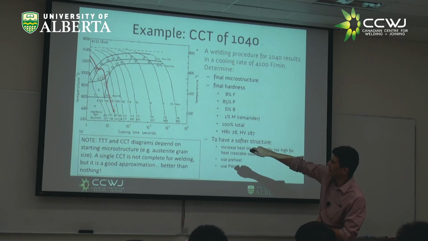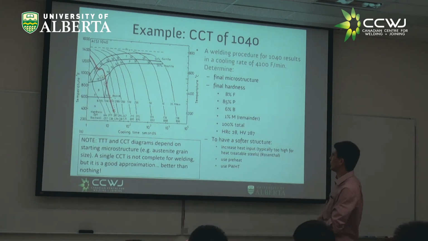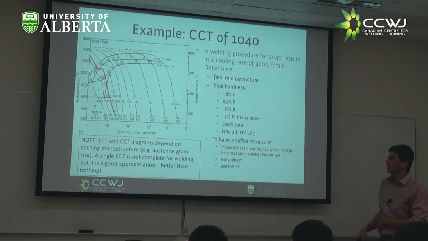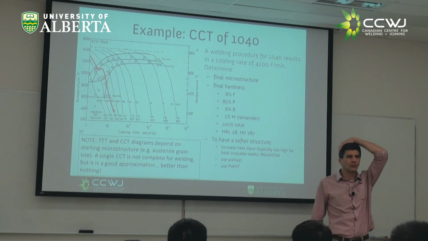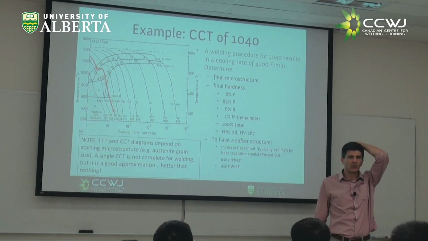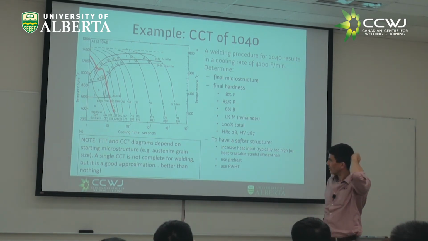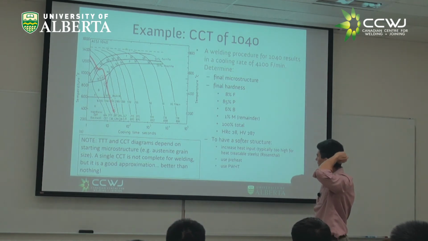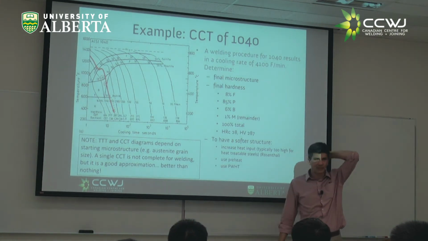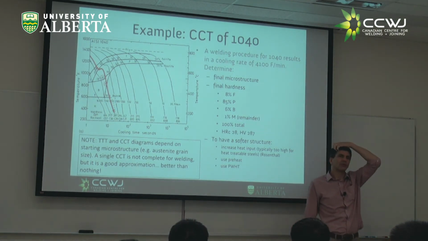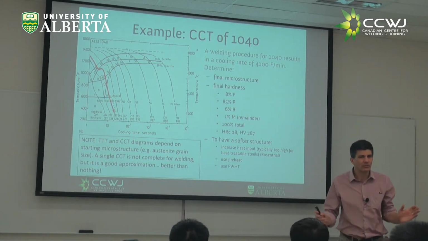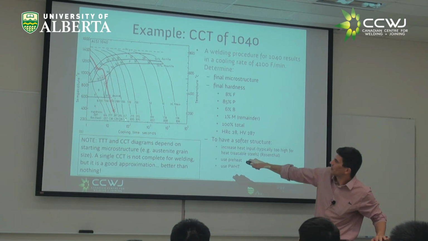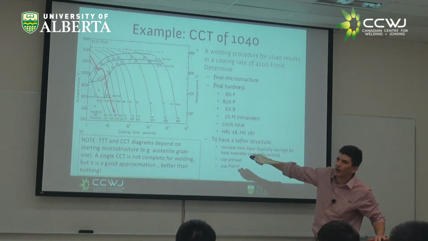287 Vickers, or 28 Rockwell C, right? So if you wanted something softer, what can you do? Let's say that your weld has a code, and typically the code will tell you that you want to be below 28, right? What would you do? Say, cool slower, right? So if you cool slower, the hardness starts to go down.